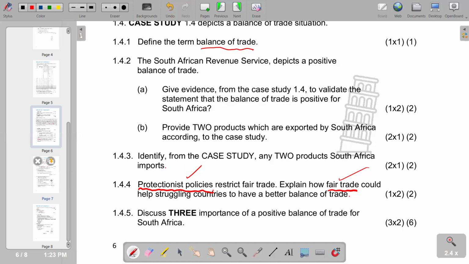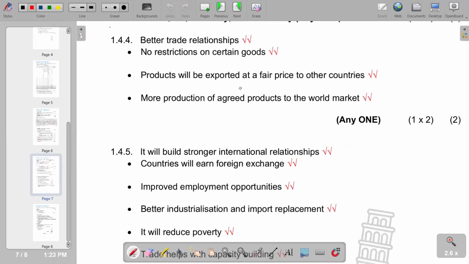So we look now according to the point that we have, whereby you're saying better trade relationships. We also have no restrictions on certain goods. Products will be exported at a fair price to other countries. These are some of the points that you can include. Then also have more production of agreed products to the world market. So this is what we have for 1.4.4.